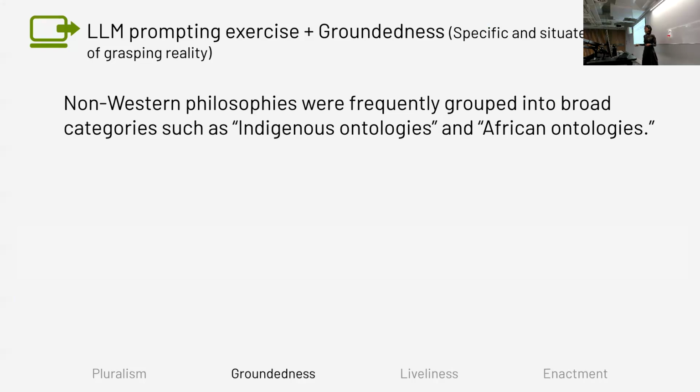Looking at groundedness in the context of LLMs, we see that the same type of bias that Willis talks about in the work that I just cited earlier is shown in LLMs as well. In our prompting exercise, we see that non-Western philosophies were frequently grouped into broad categories such as indigenous ontologies and African ontologies, whereas the Western philosophies were more granular and contextualized. So individualists, humanists, rationalists were their own categories and not grouped into Western philosophies.